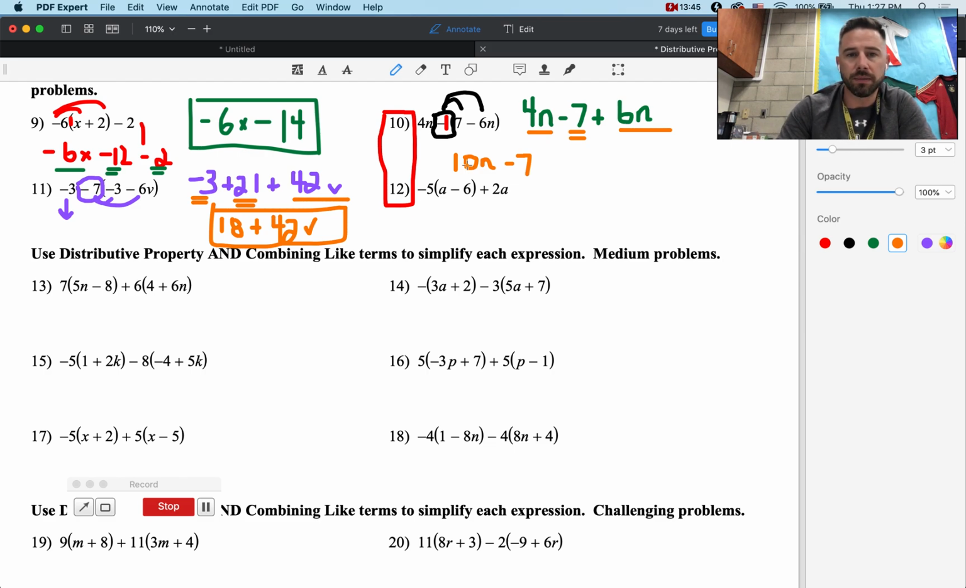Okay, last one. Distribute. Remember, this is a -5 out in front. So -5, well, you can even put a 1 there if you wanted. -5 times 1a is going to be, let me change my color up, -5a.